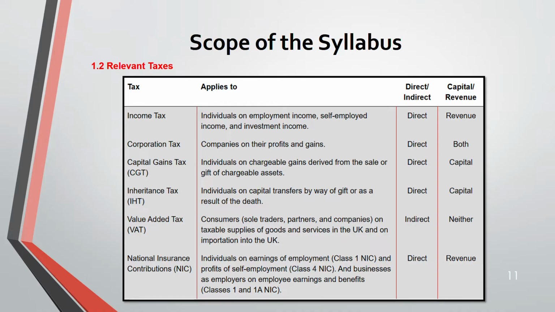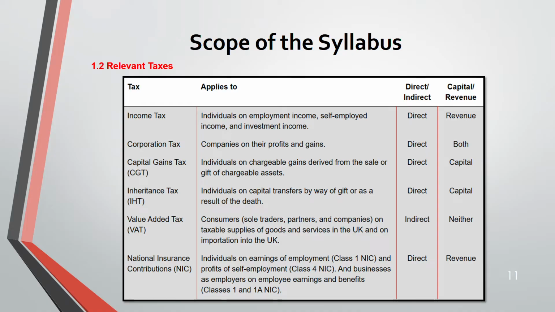So coming to the next class, class 4. Self-employed, the ones who are having businesses, they pay class 4 NIC on their profit. Okay, this is briefly I've introduced you to NIC. But in depth, I will explain to you when we go through NIC once again.